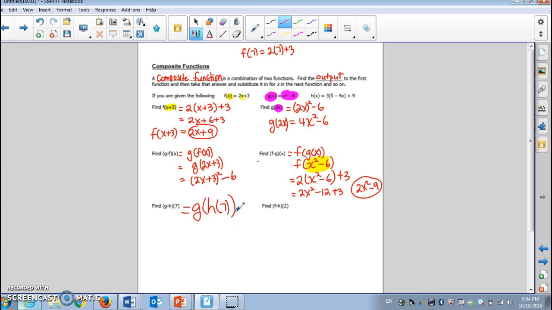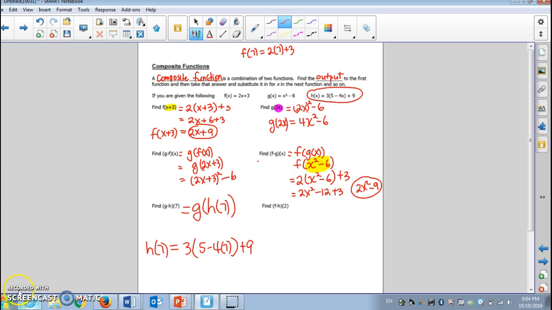Is that right? As I told you, we're going to start from inside. So we need to figure out h of 7 first. Where's h of x? We need to look at this function. So we're going to actually find h of 7. Do we know how to find h of 7? H of 7, we're going to just rewrite it, and then we just need to replace x with 7: 5 minus 4 times 7 plus 9.